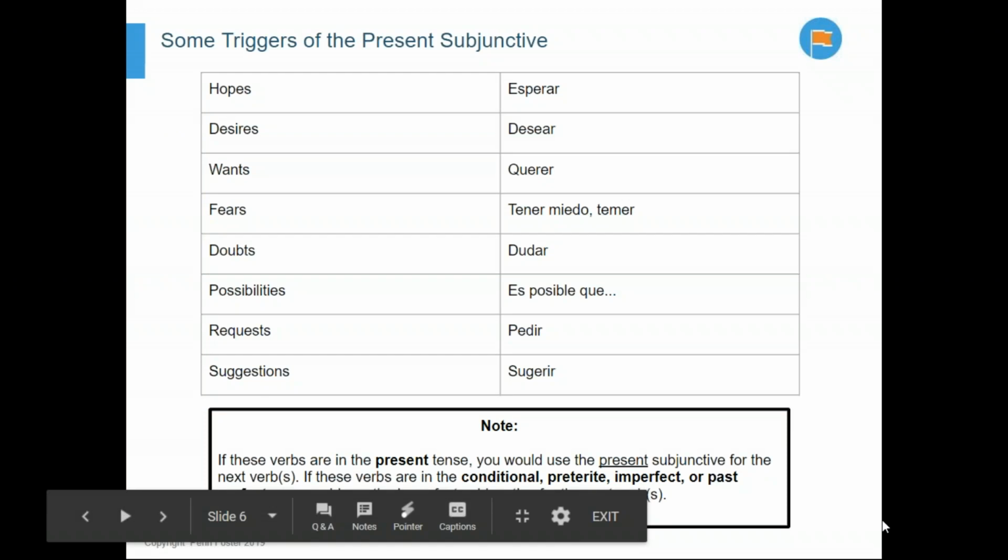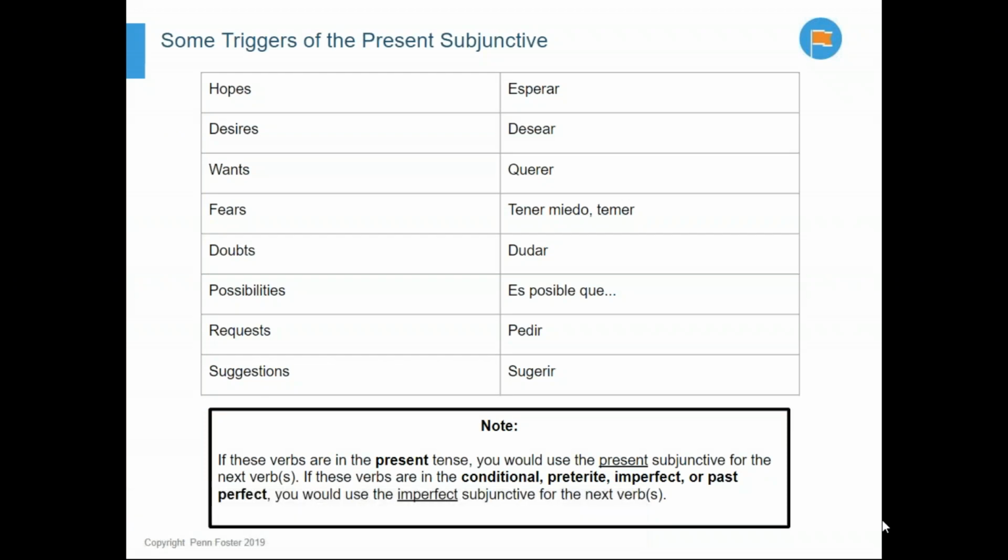Okay, so here are some triggers for the present subjunctive. As we mentioned previously, they have to do with hopes and desires and wants and fears. Also doubts, possibilities, requests, and suggestions. If these verbs, as the note says at the bottom of this slide, are expressed in the present tense, typically they're the first part of a present subjunctive sentence. For instance, I hope that somebody visits me this weekend. I want you to finish your homework, a teacher might say to a student.